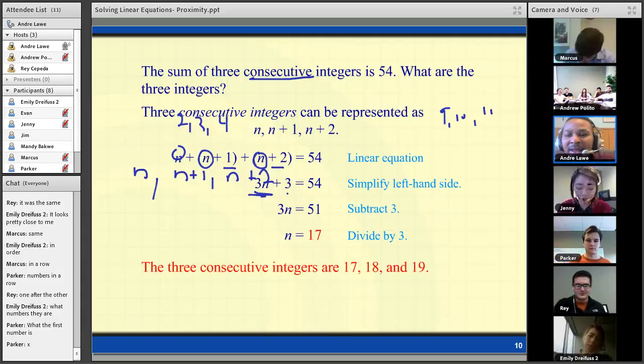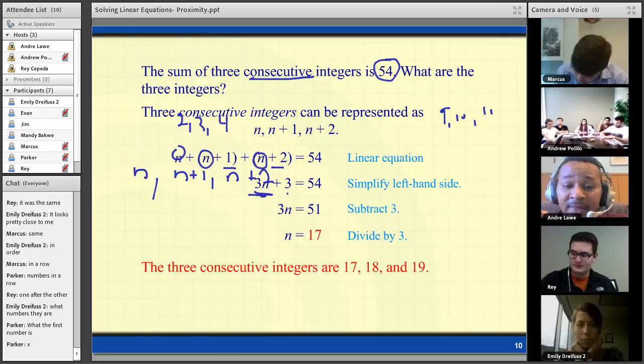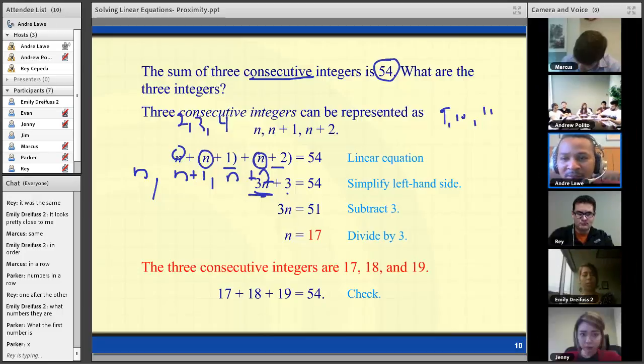So if we know the n, which is 17, is our first number, then we can automatically know that the second number will be 18, and then our third number would be 19. 17, 18, 19, those are consecutive. Now we want to check to see if 17 plus 18 plus 19 actually gives us the sum of 54, which is what we were given in the original problem. If that works, then we know we found the right answer. And so we do a check. 17 plus 18 plus 19 is in fact equal to 54. So we've got a check. Thumbs up on that.